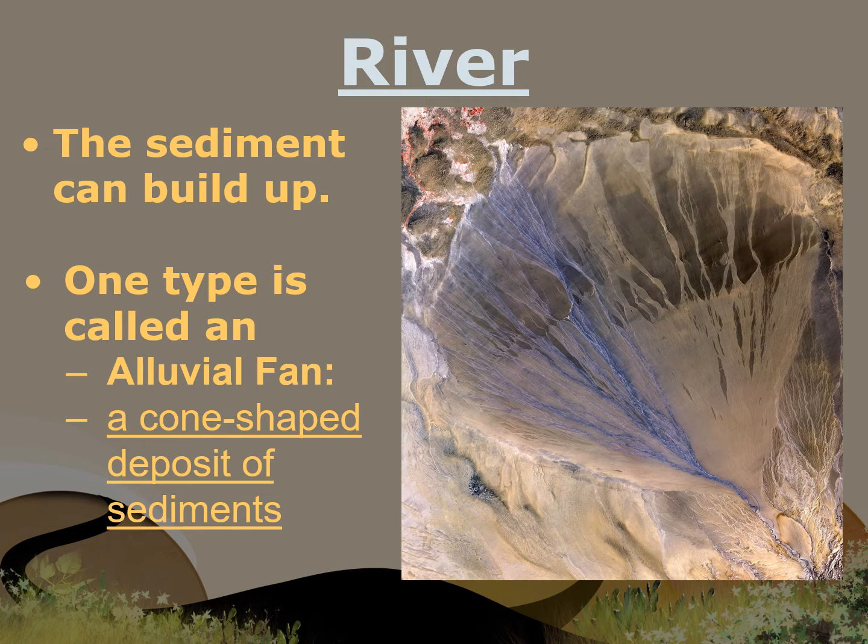One of the places that the river can build up sediment is right at the mouth of the river. So as the sediment washes down and reaches a larger body of water, maybe an ocean or a sea, it tries to move out into the ocean, but the ocean is pushing it back. So it creates a delta. One of those is called an alluvial fan. It's a cone-shaped or fan-shaped deposit of sediments at the mouth of a river.